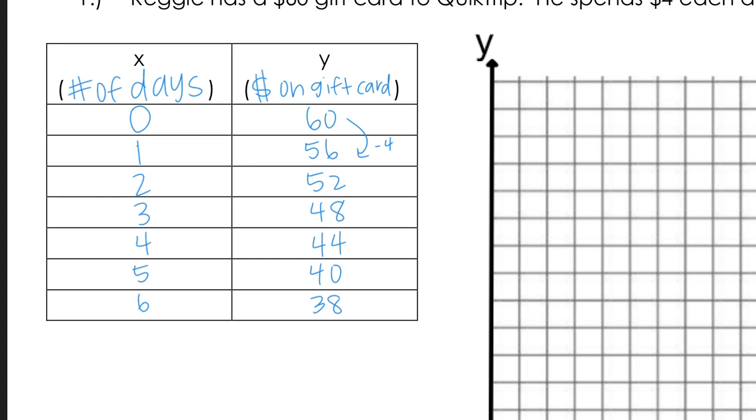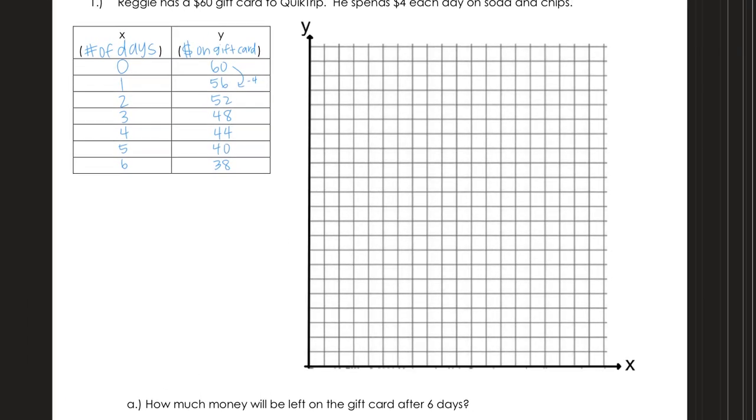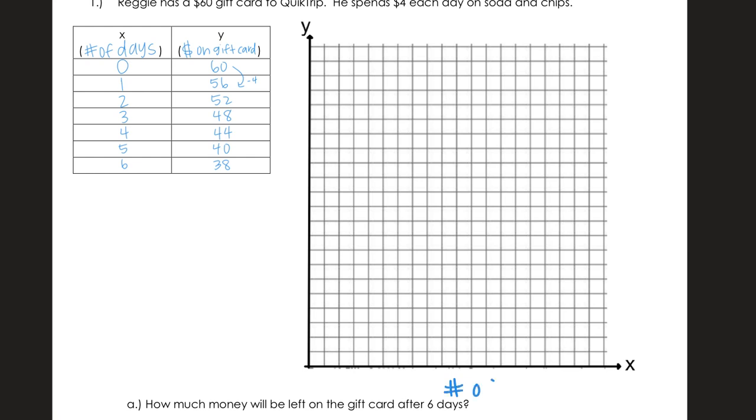So let's graph this and see what it looks like on a graph. Before we even do any graphing, we need to label this graph to the side. So we just said that our X was number of days. So I'm going to label that down here on our graph. Number of days is going to go on the X-axis, and this is always 0 in the corner. And our Y was money on the gift card. So let's label that. Always a good thing to label your graph.